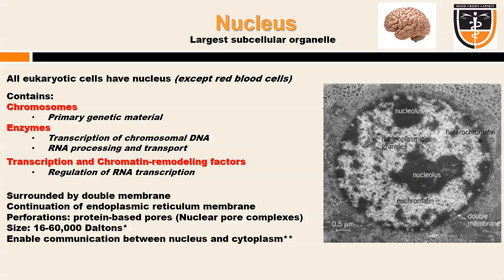So the pores are actually very small in a nucleus. They have a size of 16 to 60,000 Daltons. What does that mean? Does that mean that a protein larger than 60,000 Daltons cannot pass through this pore? No. A protein can fold on itself, can squeeze, change conformation, and go through it. Now, these pores are very important because they enable communication between the nucleus and cytoplasm.